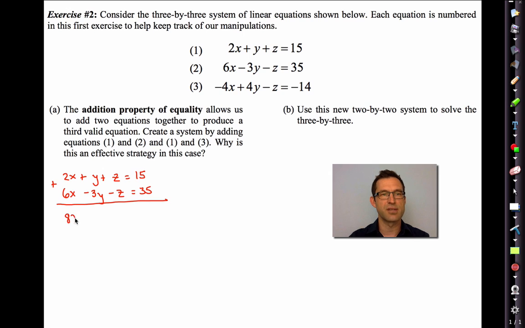2x and 6x is 8x. Positive y and negative 3y is negative 2y. And positive z and negative z, well, they cancel. 15 and 35 gives us 50.